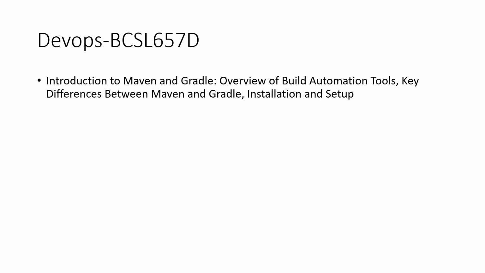DevOps is a collection of two words, development and operation. It represents a cultural approach that emphasizes collaboration between development and operation teams to streamline the entire software delivery lifecycle. DevOps is a software development approach which emphasizes collaboration, automation, and continuous delivery to provide high quality products to the customers quickly and efficiently.